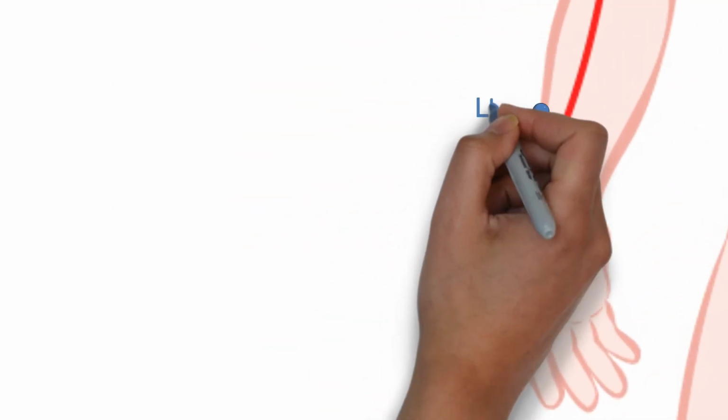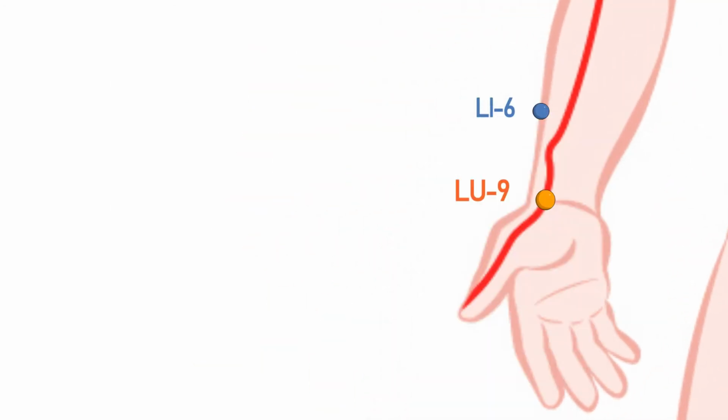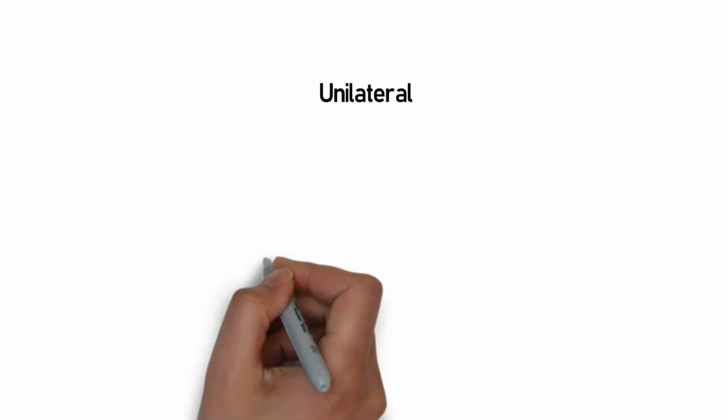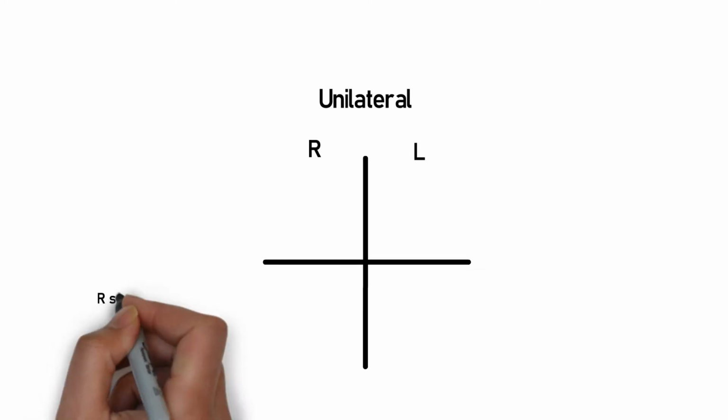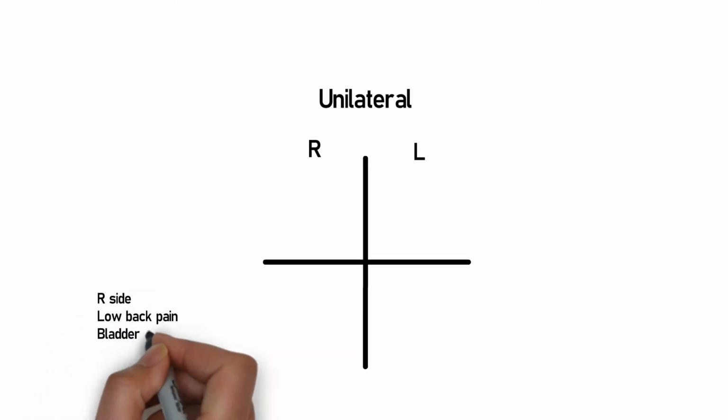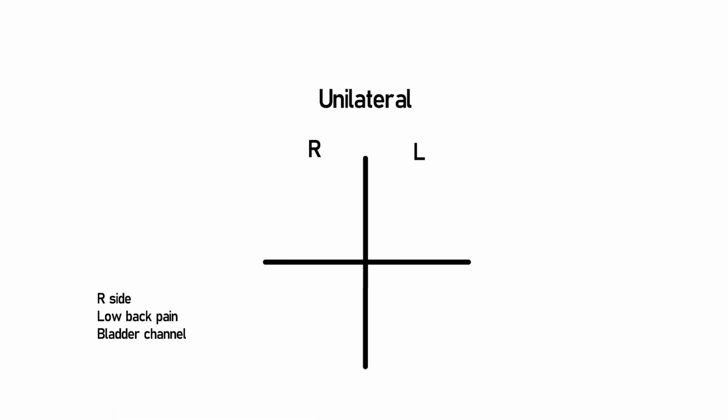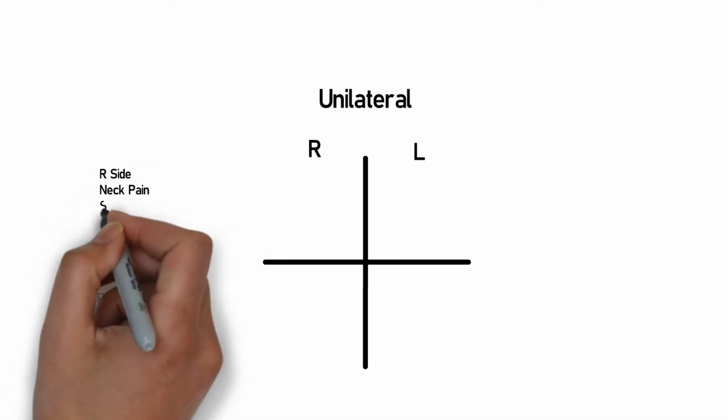So now I will share with you some examples and configurations I personally use the Luo source point combinations with very good results. Same side, unilateral. As an example, let's say right side low back pain on the bladder channel and right side neck pain on the small intestine channel.